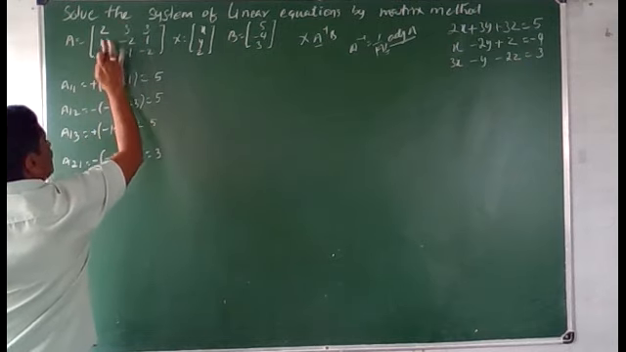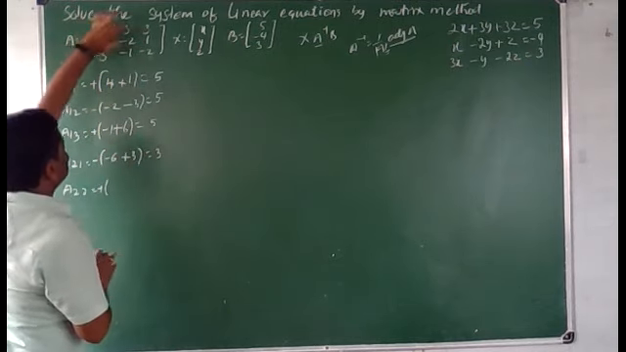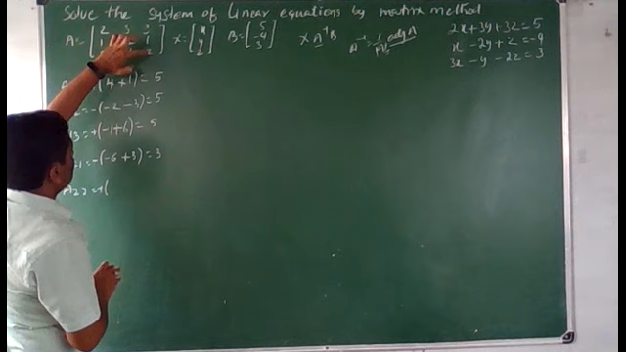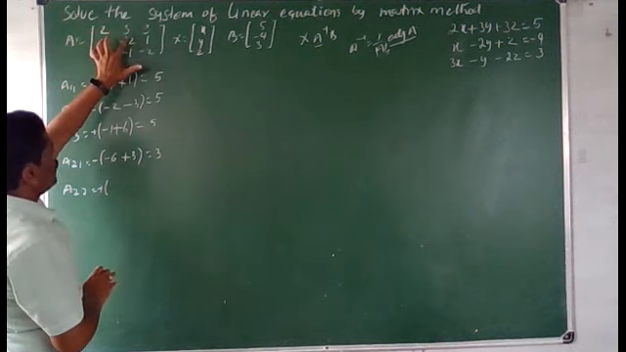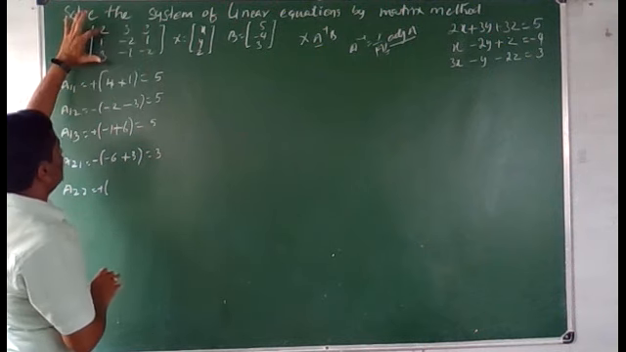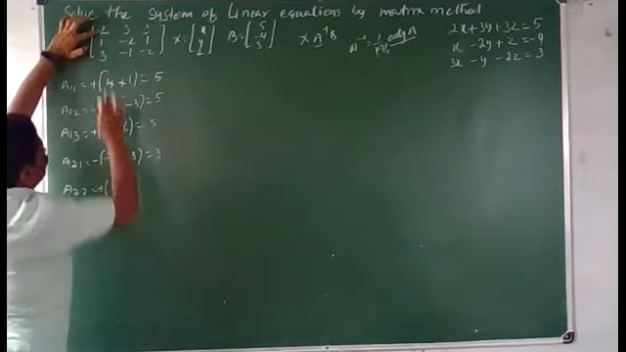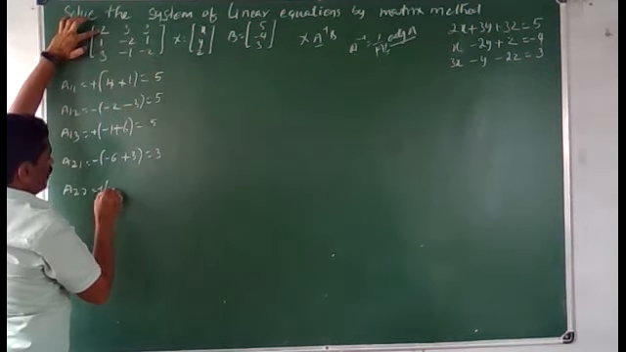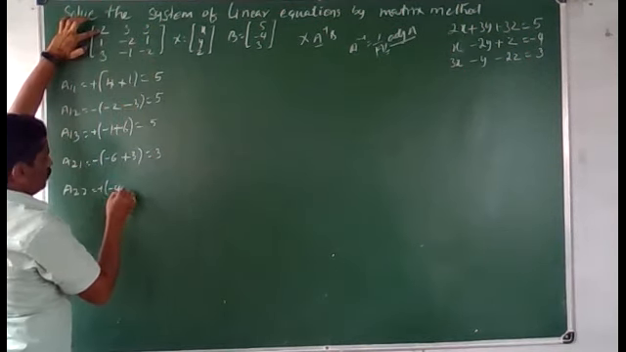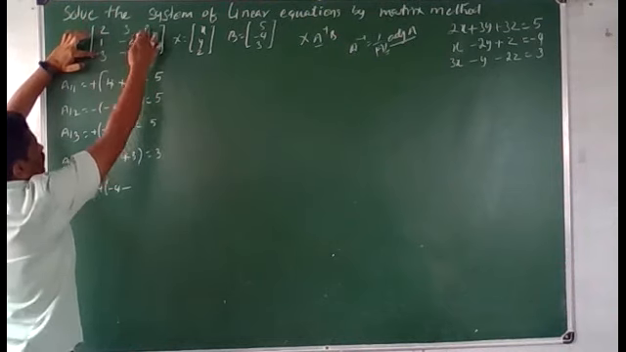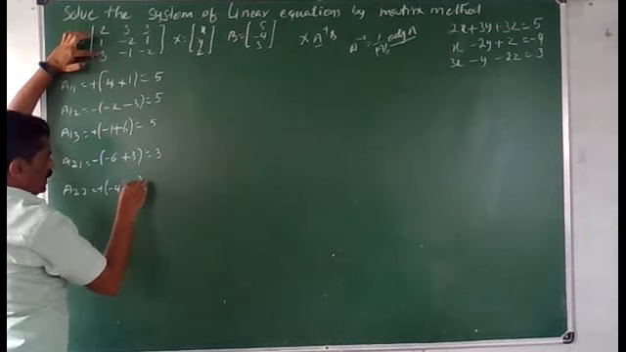Leaving this row and column, we have 2, 3, 3, minus 2. Therefore that is 2 into minus 2, we have minus 4. Again minus 3 into 3, we have 9 again.